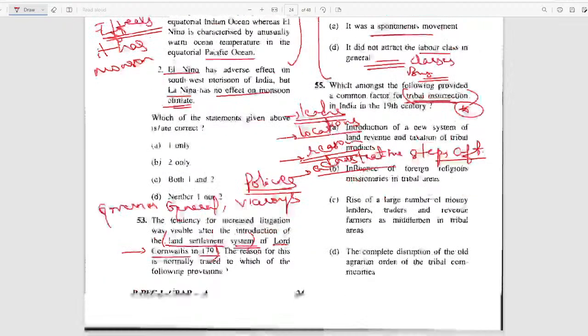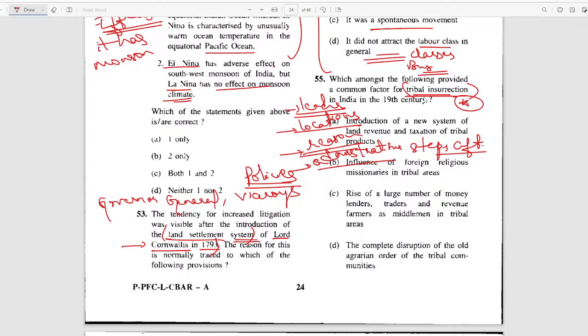So they are asking here, what was the common factor for tribal insurrection in India? What were the common reasons for all the tribal revolts? So there is a common theme across the tribal revolts. Go through that. For example, here they have given examples: a new system of land revenue and taxation of tribal products, influence of foreign religion and missionaries in tribal areas, rise of large moneylenders, traders and revenue farmers as middlemen in tribal areas, and the complete disruption of the old agrarian order of the tribal communities.